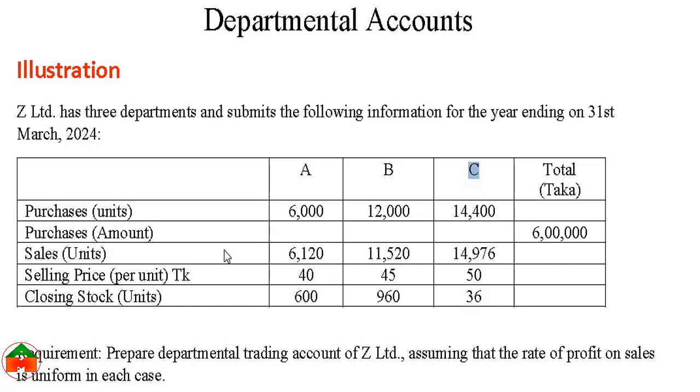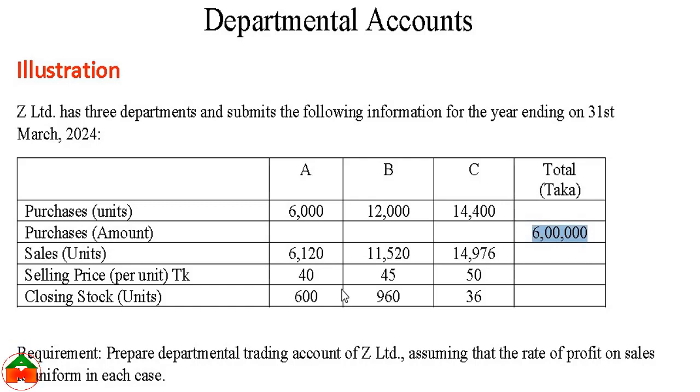In this illustration, there is no indication of purchase price per unit, but there is a total amount. So we need to calculate the purchase cost per unit. As per the requirement, we have to prepare the departmental trading account of Jet Limited for each department, assuming that the rate of profit on sales is uniform in each case. That means the profit percentage is also absent here. We need to calculate the profit percentage from this illustration.